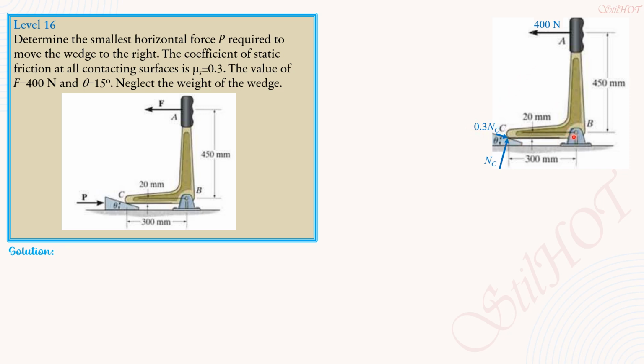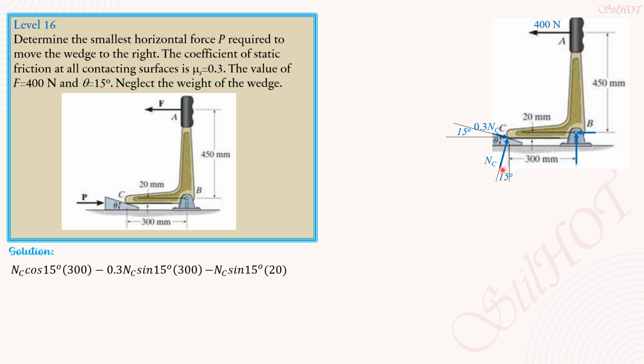So for the angle, we have 15 degrees for NC with the vertical, then 0.3 N sub C makes an angle of 15 degrees with the horizontal. And the reactions at B, because we sum up moments about B equals 0. Considering clockwise moments as positive, so N sub C cosine of 15 degrees times 300, minus the vertical component of 0.3 NC, which is 0.3 N sub C sine of 15 degrees times 300. The horizontal component of N sub C is counterclockwise, and it is N sub C sine of 15 degrees. The moment arm is 20.